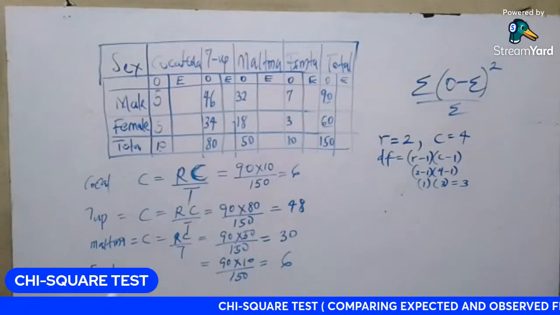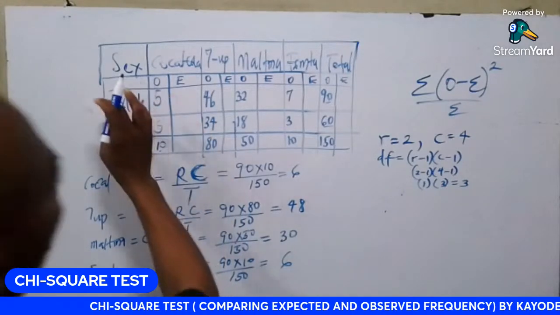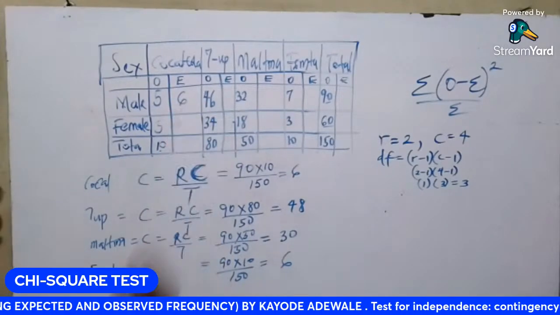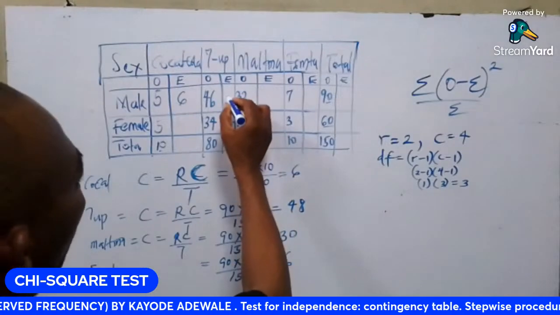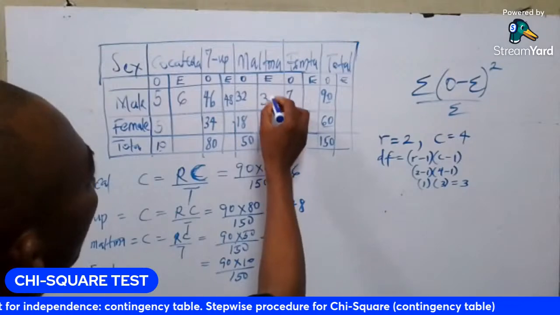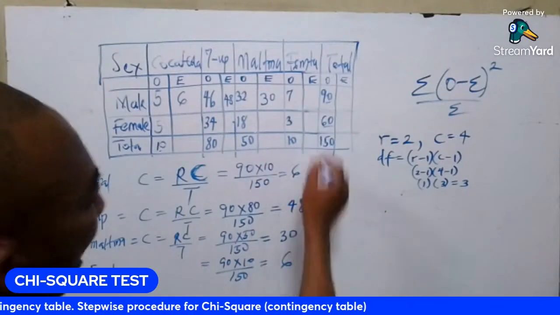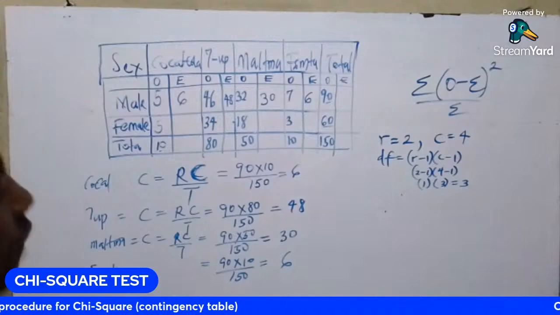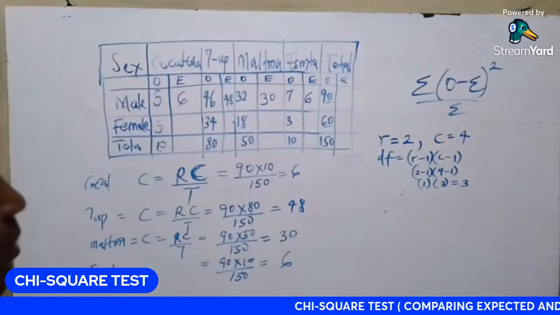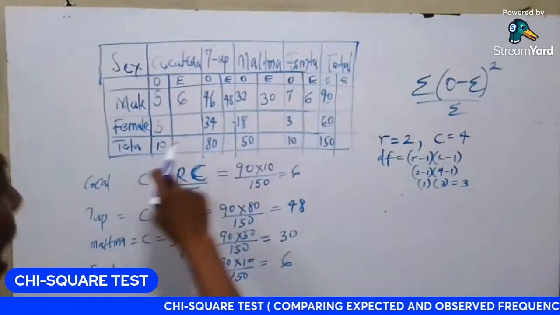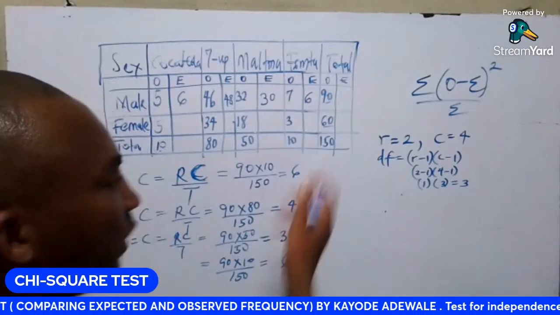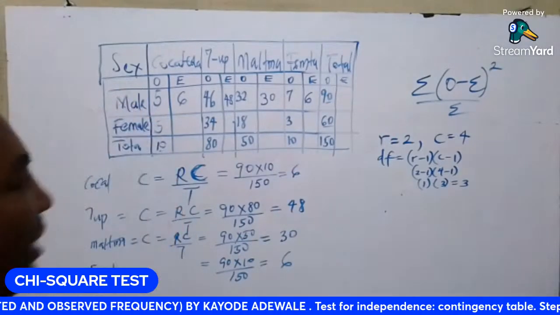So when we look at this now, you will see that I have got the expected frequency for the male. So the expected frequency for this one is just 6. Expected frequency for 7-Up is 48. Expected frequency for Mortina is 30. Expected frequency for Fanta is just 6. And of course, I can get the expected frequency for this total. What do you think that will give you? It will give you 90, because that will just be 90 multiplied by this place, multiplied by that, and everything will give you 90. So there is no point in stopping yourself.